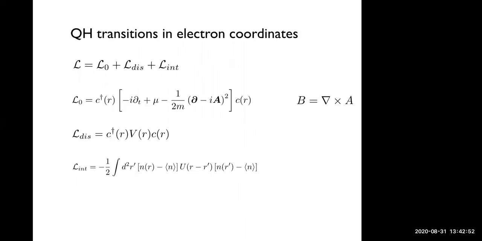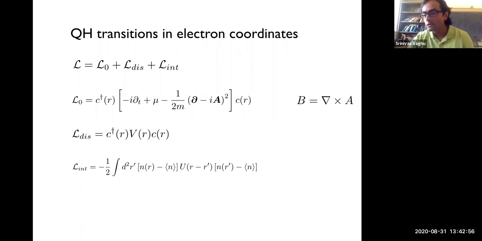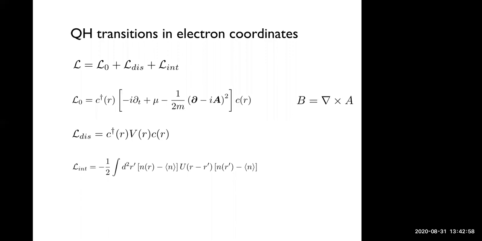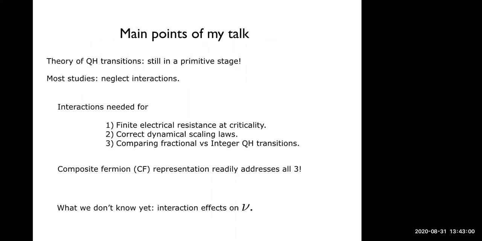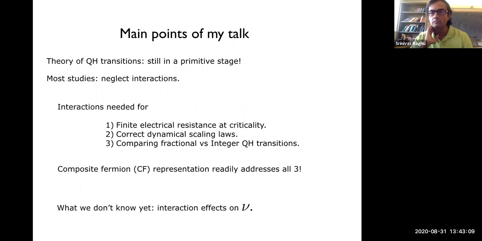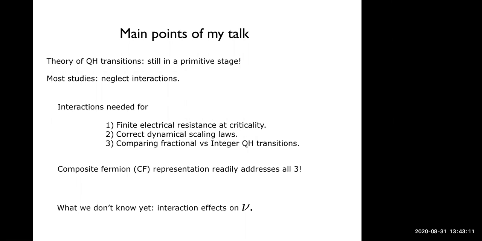Okay. Sri, can I ask a quick question? Yes. This is Rudro. Sri, in one of the previous slides, you mentioned that the dynamical critical exponent has to be 2 based on non-interacting electron theories. Right. But in the presence of a magnetic field, can we make that statement?